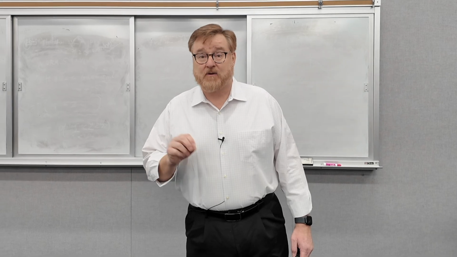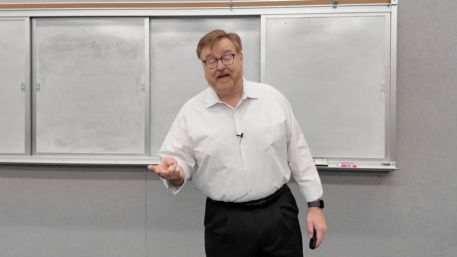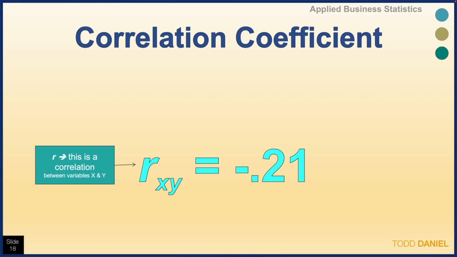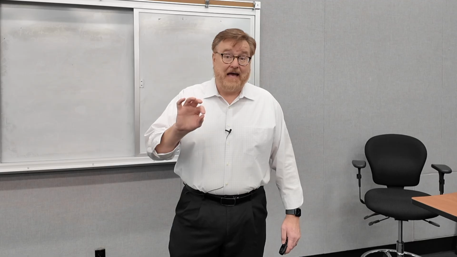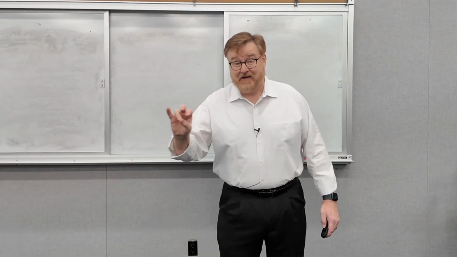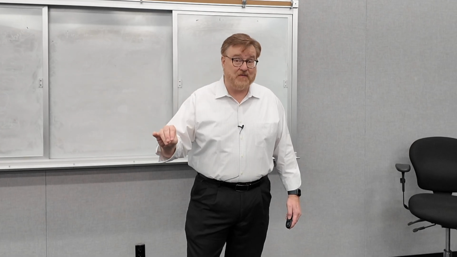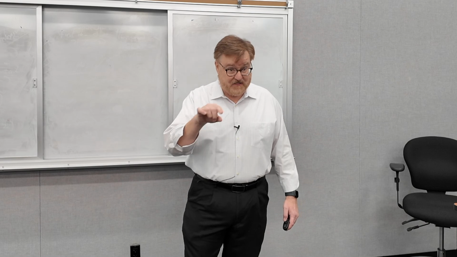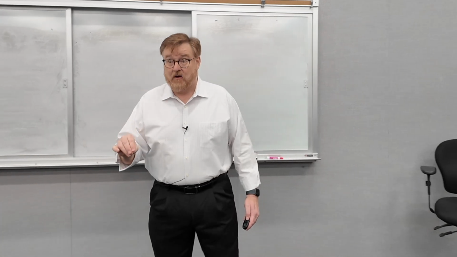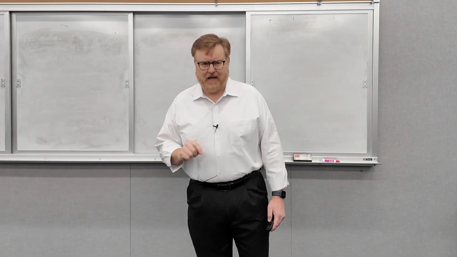That means it's the correlation between variables x and y. If we only have two variables, we don't really need that x and y. We know it's x and y. However, if we were correlating, let's say, three variables, we would have R sub xy, R sub xz, and R sub yz. If we have more than two variables, it's a good idea to use that subscript in order to indicate which correlation we're talking about.